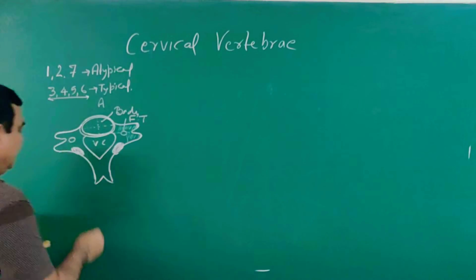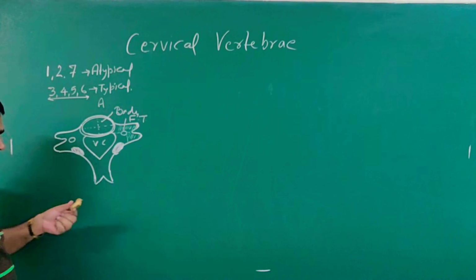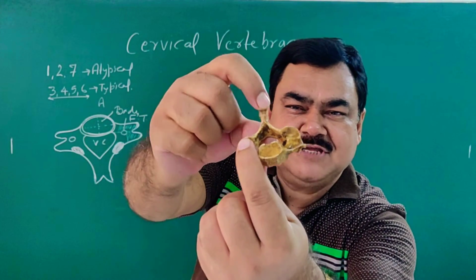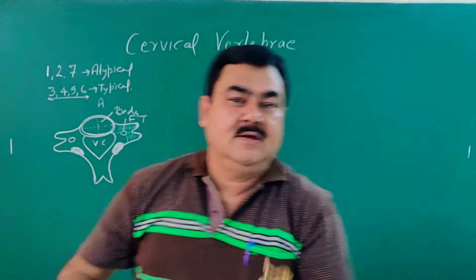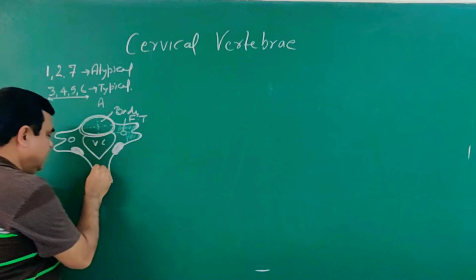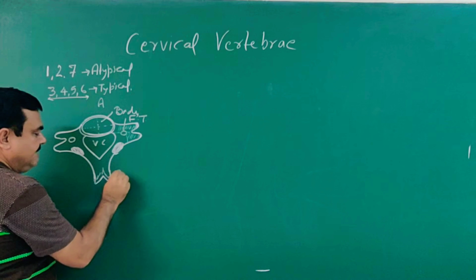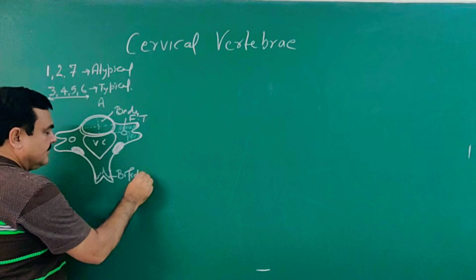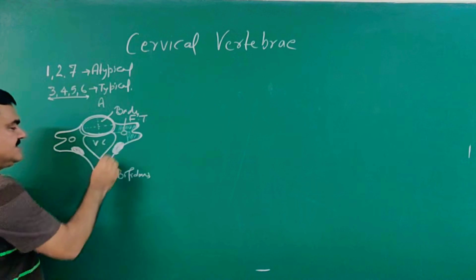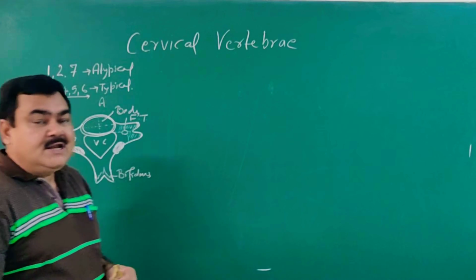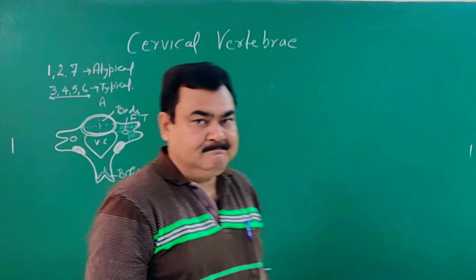And another important thing, this is spinous process. The spinous process is bifid. You can see here the spinous process is bifid. So this is bifid spinous process. So the spine is bifid. This is transverse process. This is superior articular facet. So these are the features of the typical cervical vertebra.